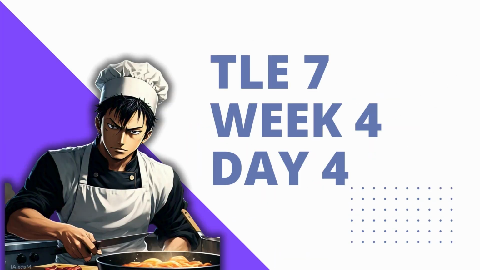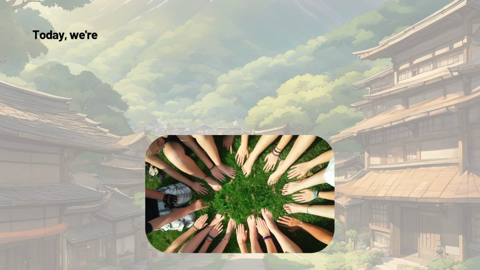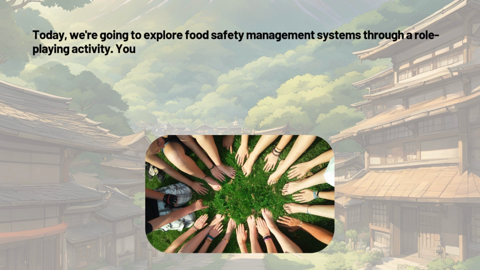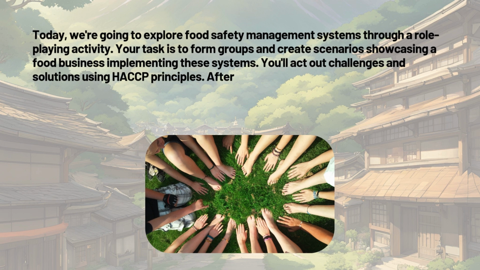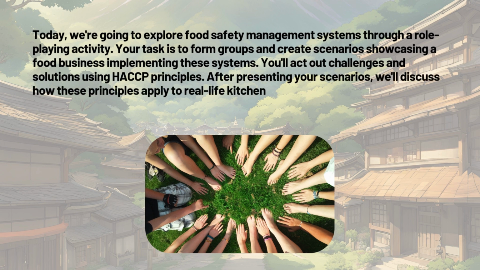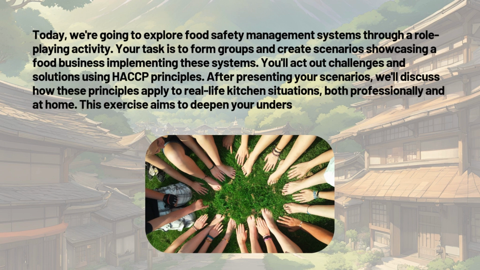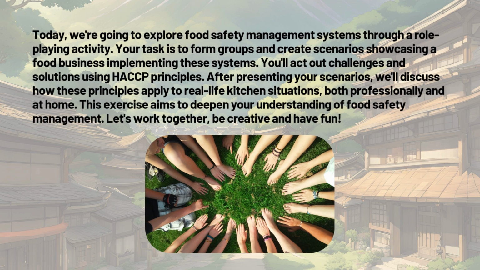Now welcome to our Day 3 of our TLE 7, Quarter 3, Week 4. Today, we're going to explore food safety management systems through a role-playing activity. Your task is to form groups and create scenarios showcasing a food business implementing these systems. You'll act out challenges and solutions using HACCP principles. After presenting your scenarios, we'll discuss how these principles apply to real-life kitchen situations, both professionally and at home. This exercise aims to deepen your understanding of food safety management. Let's work together, be creative, and have fun.